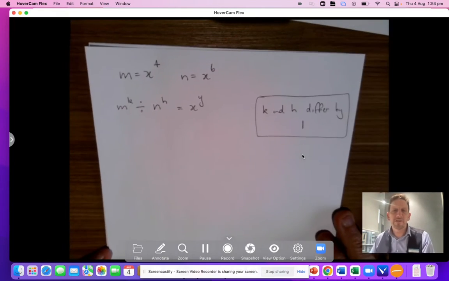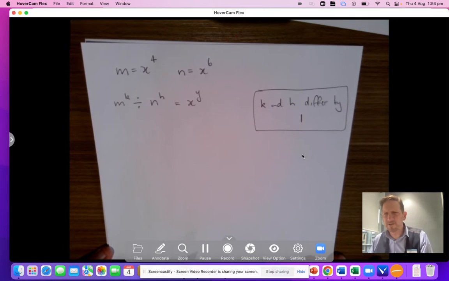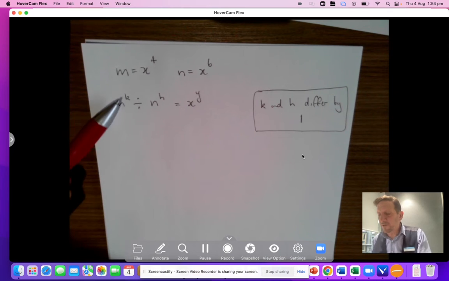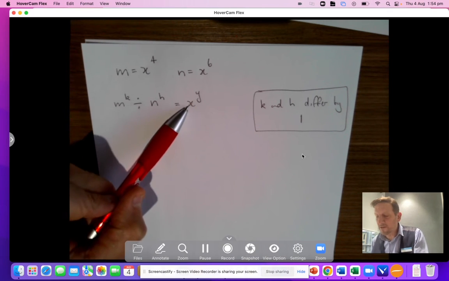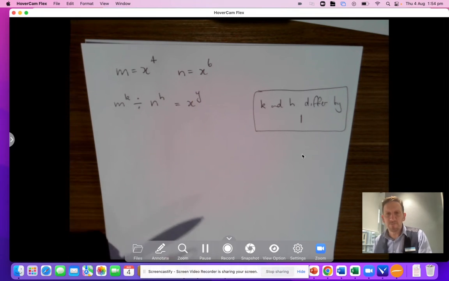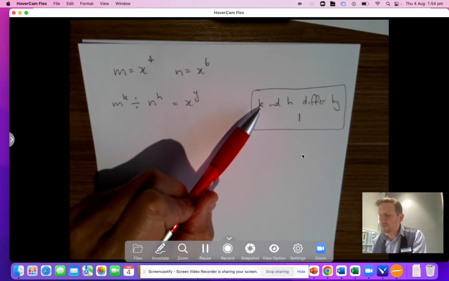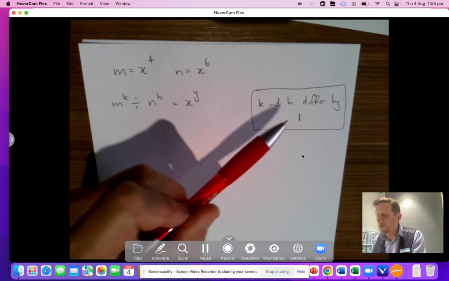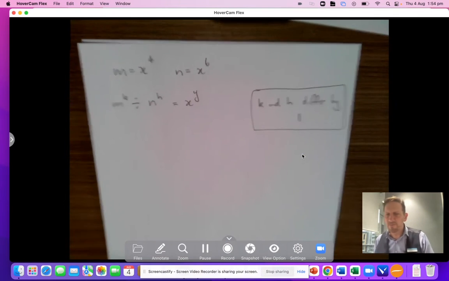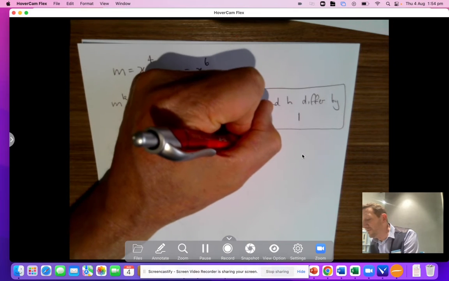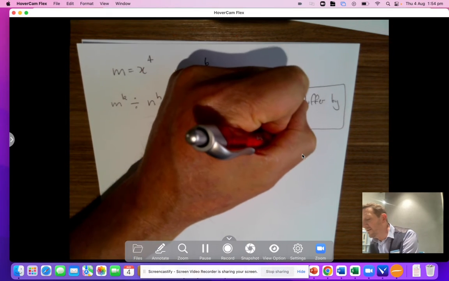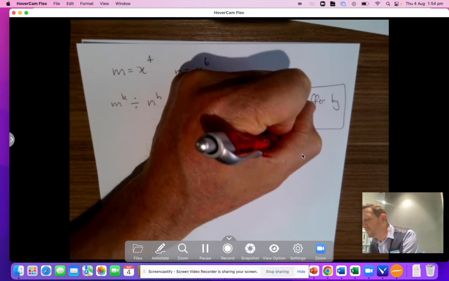Let's look at this consolidation task. I think this was the consolidation. It may have been the extension task, actually, the extending prompt. We know that we're dividing now, and we want x equals y. How many different values of y can we get? What we do know is that k and h differ by 1. They're both still positive. So let's say that if this is k, h is k plus 1.